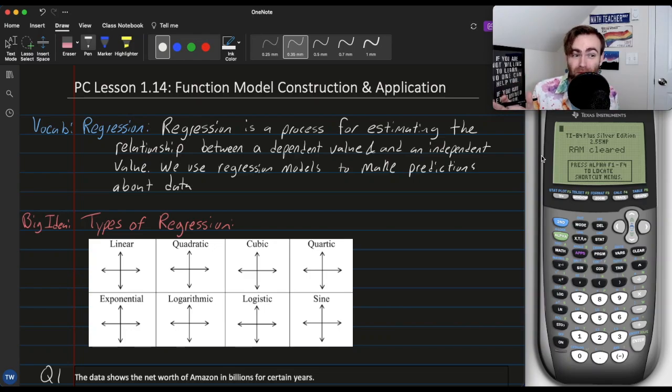Welcome everyone to Unit 1, Lesson 14 of Precalculus, which is all about function model constructions and their applications. So first and foremost, we're going to talk about a vocab word that we're going to focus on for the beginning of this lesson, which is called regression. Regression is the way we estimate a relationship between a dependent and independent variable. It's essentially we're taking the data we have, building a model off of it, and using that model to make predictions about data within or outside of our data set.